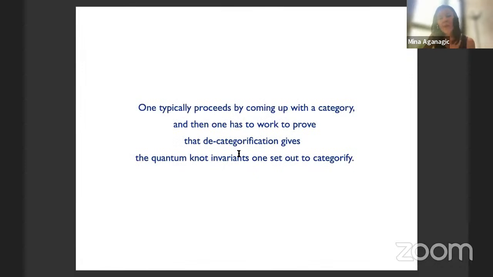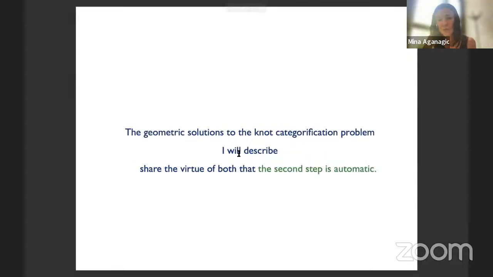One typically proceeds by coming up with a category, and then one has to prove that decategorification gives the quantum knot invariants you set out to categorify. The geometric solutions to the knot categorification problem that I'll describe share the virtue that the second step is automatic.